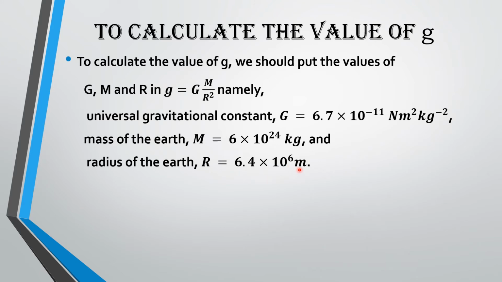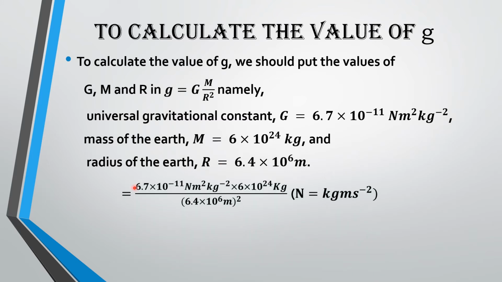Now substituting these values, we get g as 6.7 into 10 to the power minus 11 Newton meter square per kg square into 6 into 10 to the power 24 kg upon 6.4 into 10 to the power 6 meter the whole square. Here I have only substituted these values. So we will get 9.8 meter per second square.